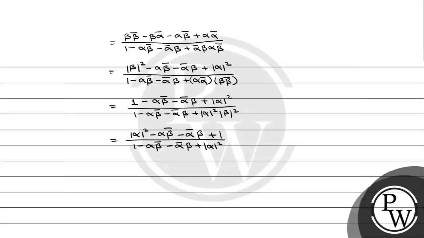Now if we compare the numerator and denominator, we have the same terms in the numerator and the denominator, which means the numerator and denominator are the same, so we can cancel them. When we cancel them, we get the value as 1. So it means that the modulus of (beta minus alpha) upon (1 minus alpha conjugate beta) is equal to 1.